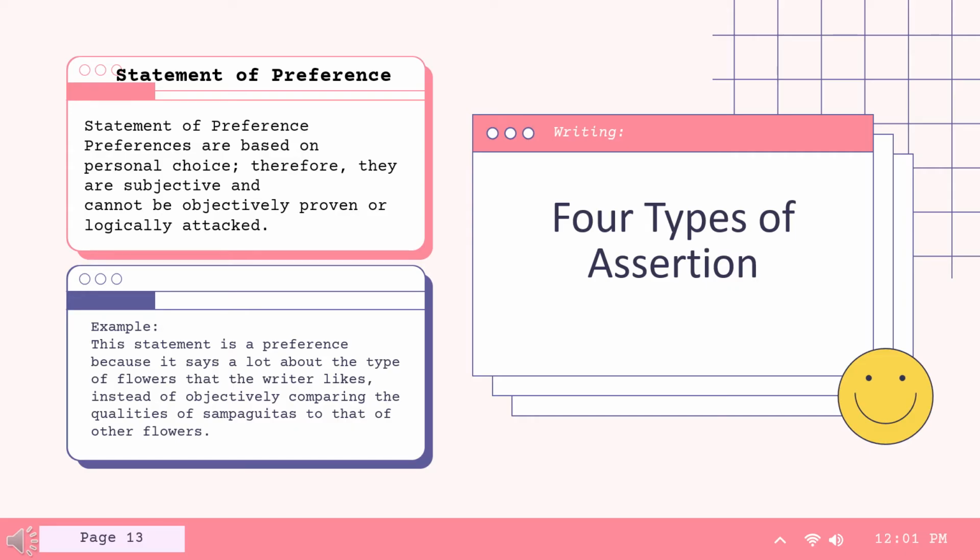This one has varieties since we're talking about being subjective. For example, this statement is a preference because it says a lot about the type of flowers that the writer likes, instead of objectively comparing the qualities of sampaguitas to that of other flowers. Remember, we do have preferences and we cannot force someone or everyone to have the same preference that we have.